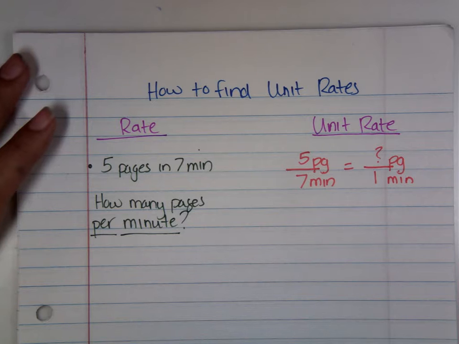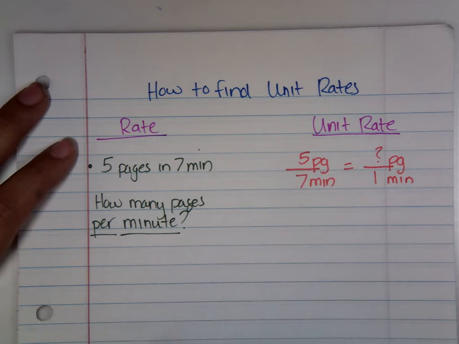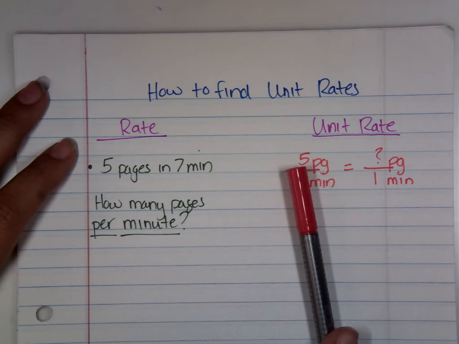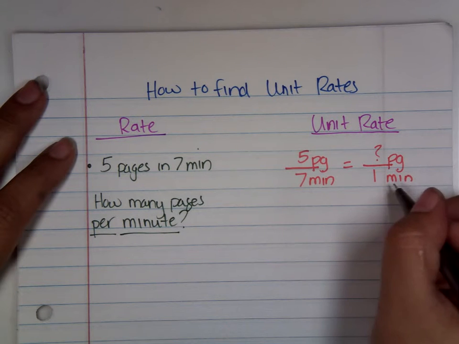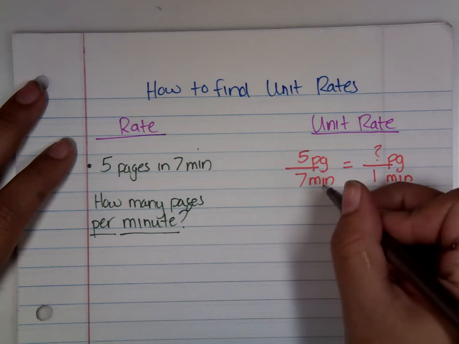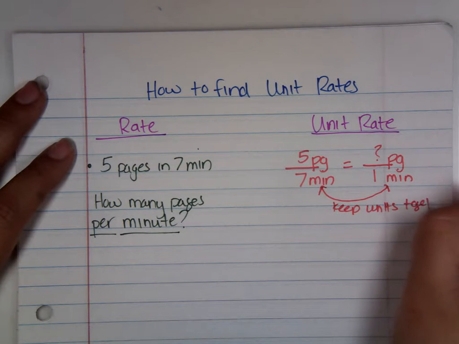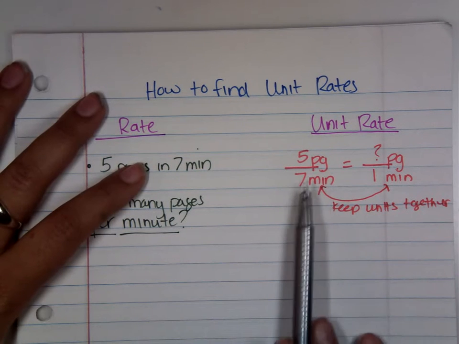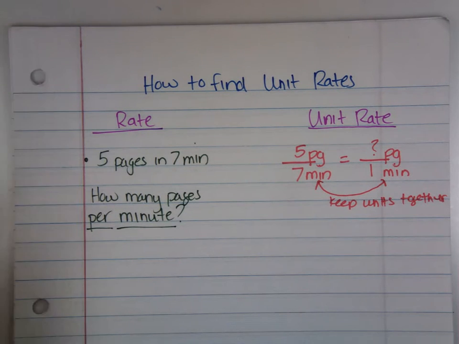Now, solving this, we want to figure out what the relationship is between one rate and the other rate. Okay? So we look to see, how do we get from this side to this side? Now, if you've noticed, like we said, we kept our quantities the same. We kept our units together. So let's just go ahead and make sure that we mark that. So keep units together. Okay? And now we want to see, what did we do to get from here to here? How do I get from 7 minutes to 1 minute? What did I do? Think about it.